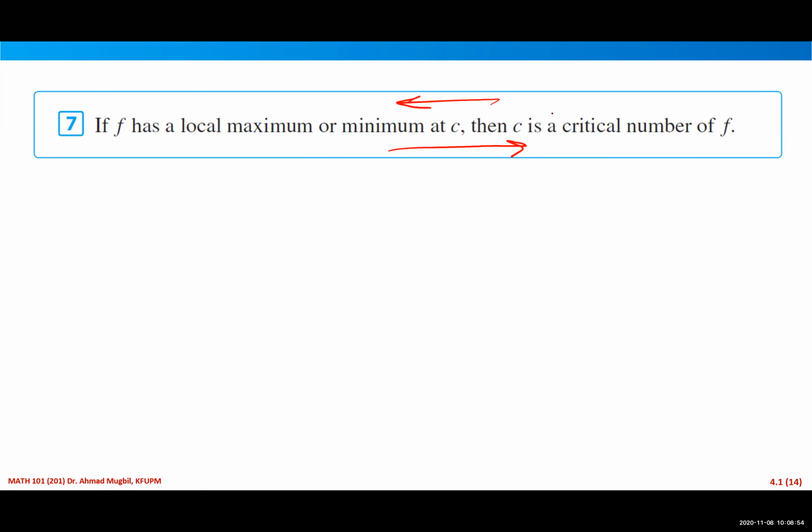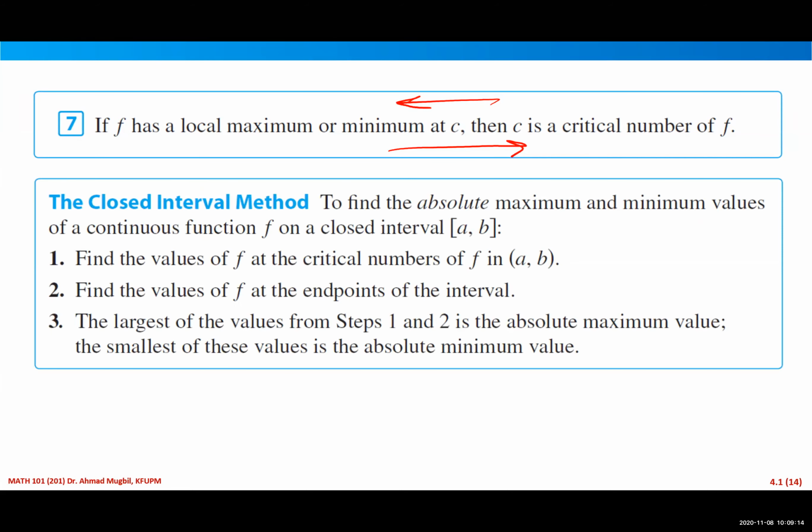If c is a critical number, it could be a local maximum or minimum or not, because of the case where the derivative does not exist. If the derivative is 0 and it is in the domain, you may not have an extremum, like the x cubed function, if you remember. Remember, just x cubed.